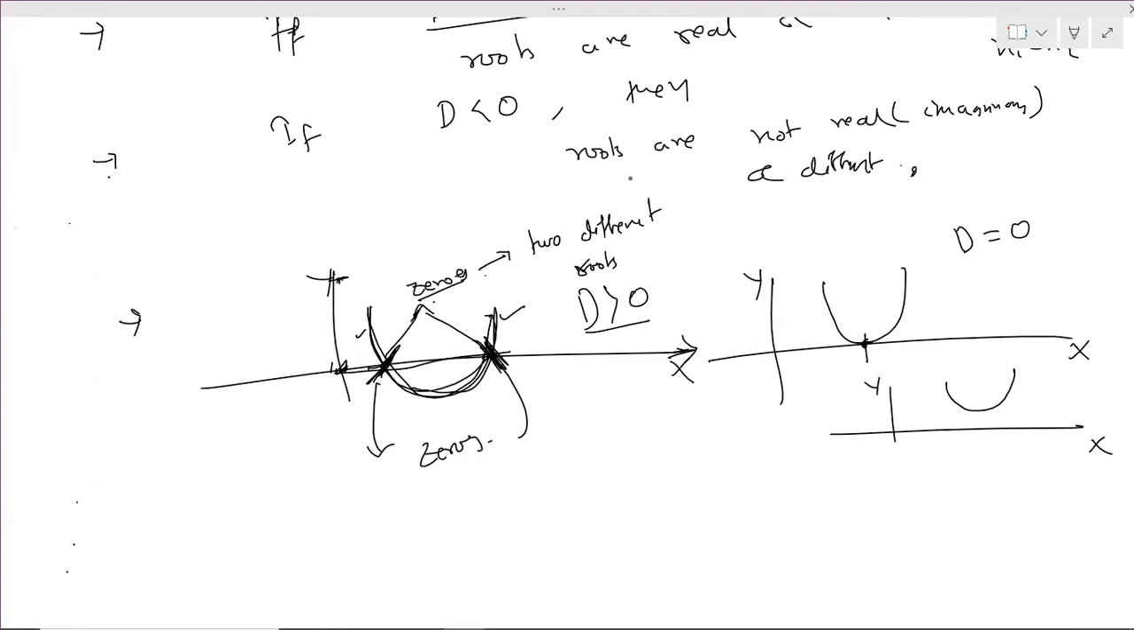I'm saying here, can I say that D equals 0? Because I'm getting the same root, not two different roots. And in the third case, it is not cutting the x-axis at all, so it is less than 0. I hope you can see the graph also. Yes, this is absolutely clear. The discriminant is clear.